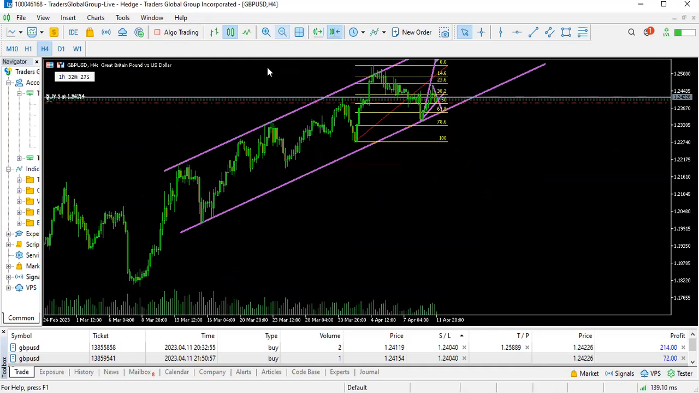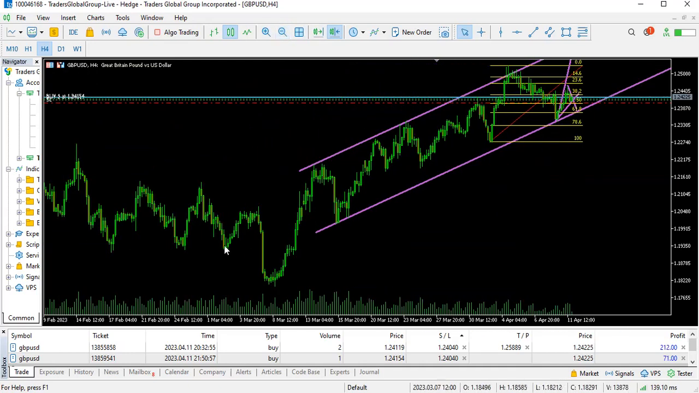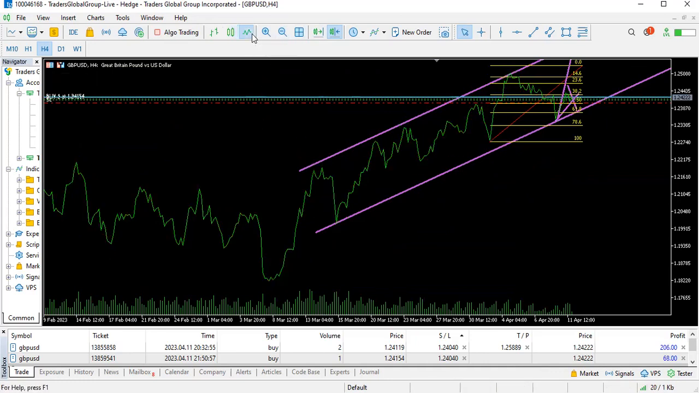So for instance, this is an example of an inverse head and shoulder. So this is the shoulder. You catch it easily if you turn your chart to line pattern. So we turn this to line pattern. So this is the head, this is the small shoulder here, this is another shoulder here.